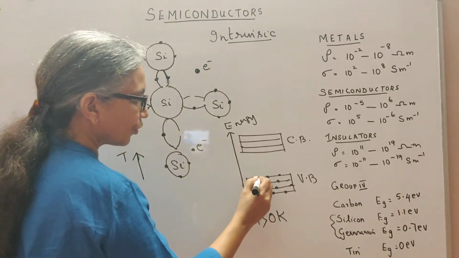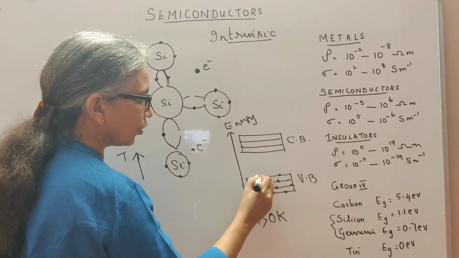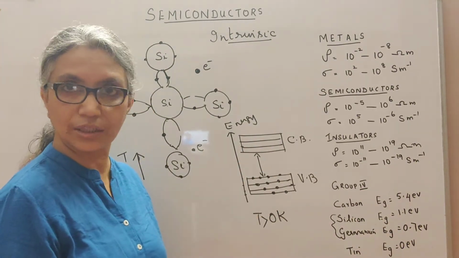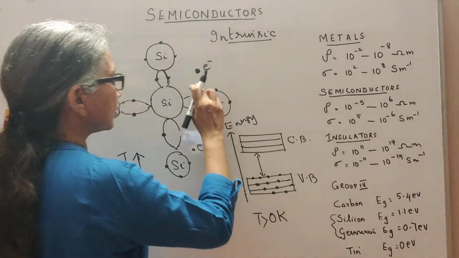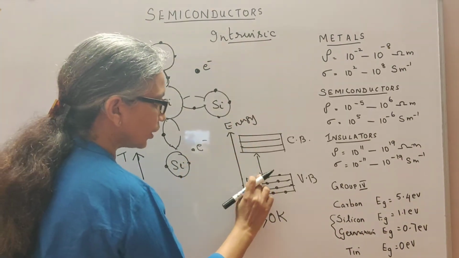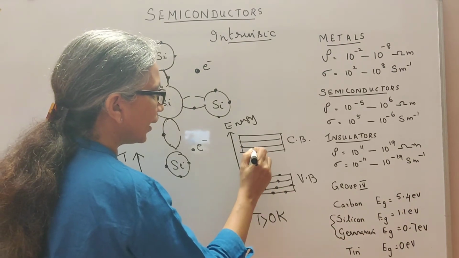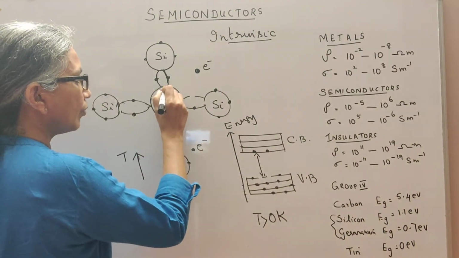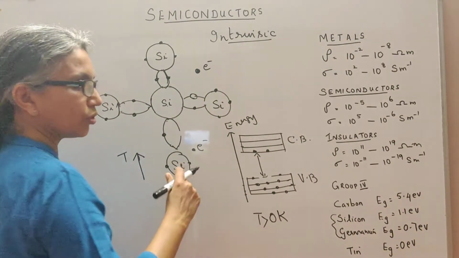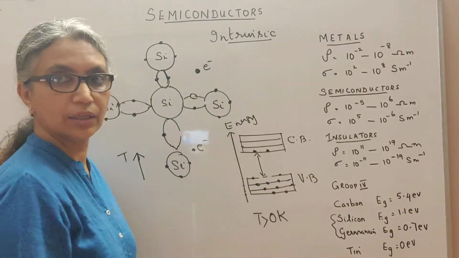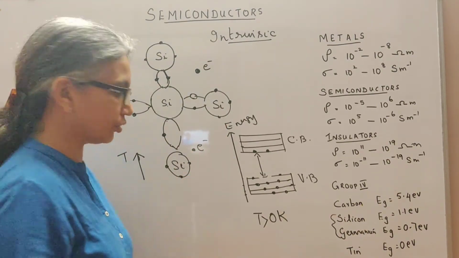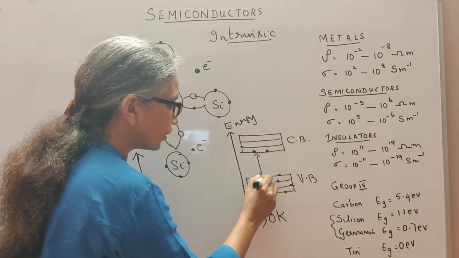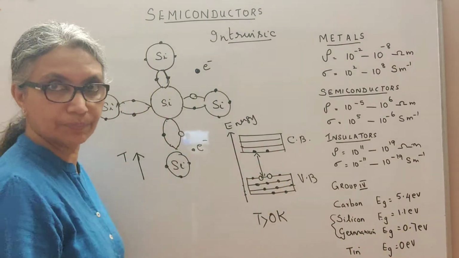So 2 of these electrons have got enough energy to excite themselves into the conduction band. These 2 electrons become free, are removed from here, and appear in the conduction band. But here we have a vacancy of an electron. An electron has left the space, so it's called a vacancy of an electron. Here also we have a vacancy, and those 2 vacancies will appear in the valence band.